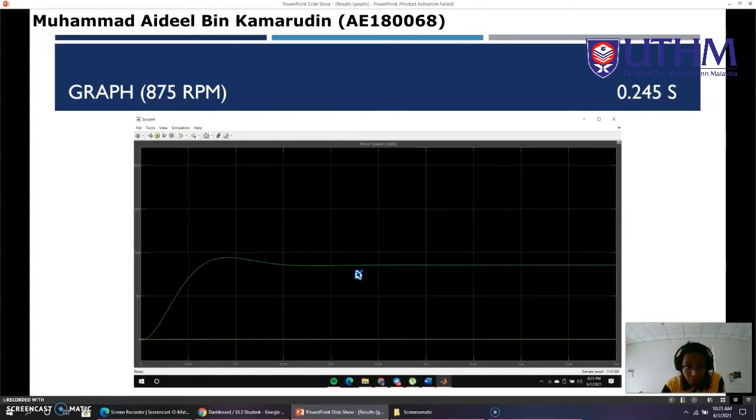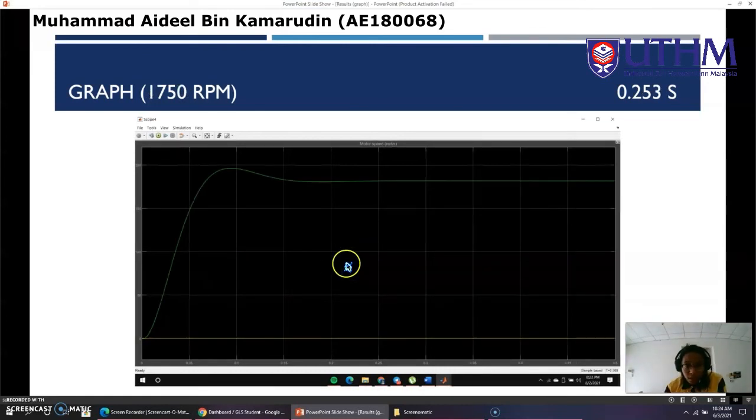If we look at the second graph with the input of 875 RPM, we can see that the time to achieve the constant speed was 0.245 second. It's around here. And for the last graph, for input 1750 RPM, the time to achieve the constant speed was 0.253 second.